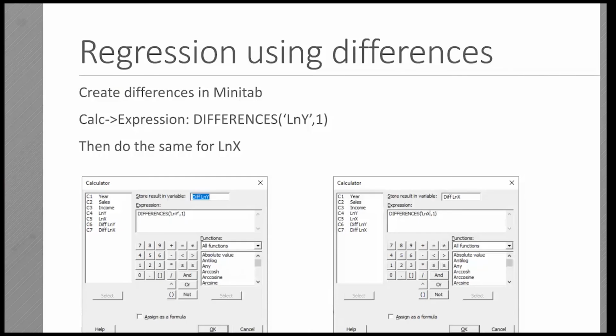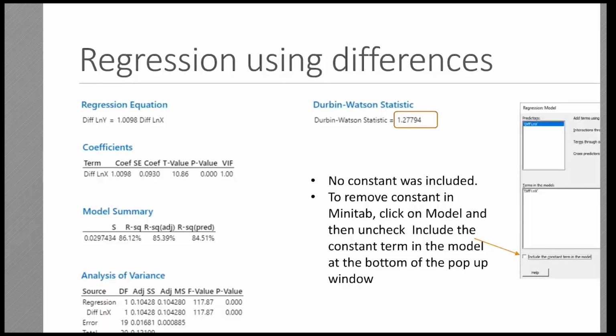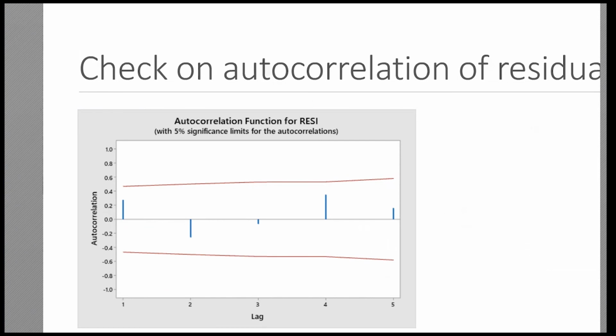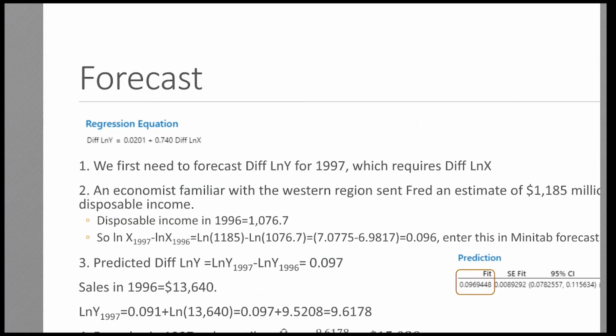Let's see how we use difference to rerun the regression and double check if the problem is fixed. We're going to return to Minitab really quick in a minute, but just to give you an overview of what we do, we first will need to create the difference for the variables. Then we use the difference variables to run the regression, and then we'll double check with the Durbin-Watson statistic. We'll also want to check using the autocorrelation of the residuals. And lastly, once we get the model corrected, we can use it for forecast, right? So let's now move to Minitab again, okay?